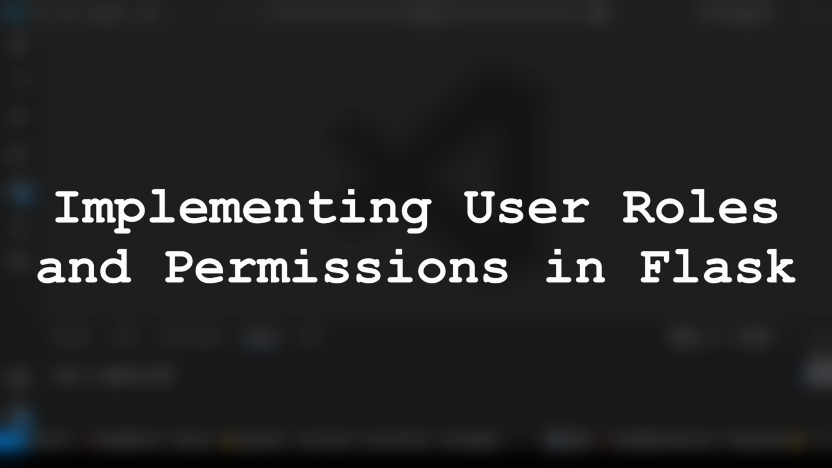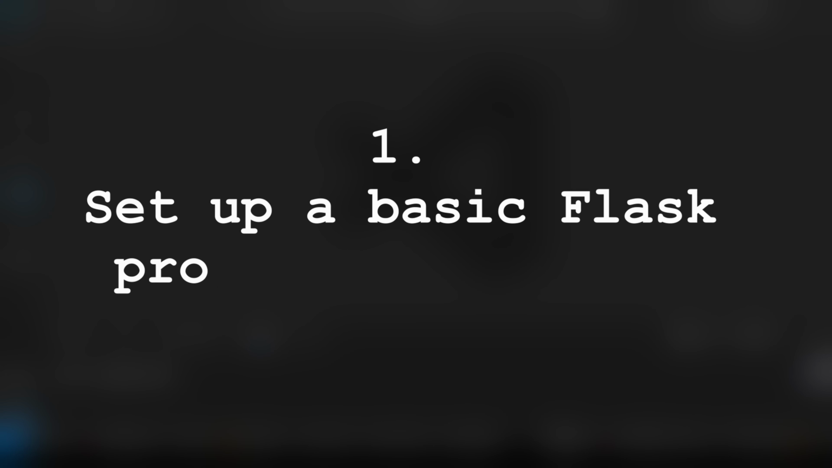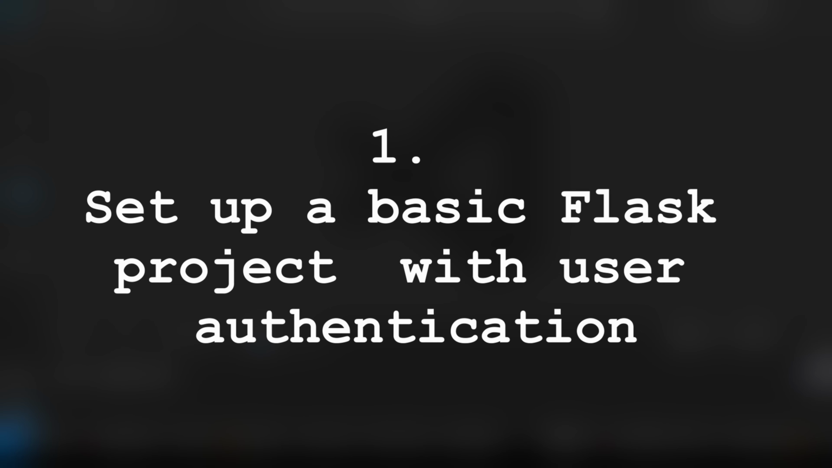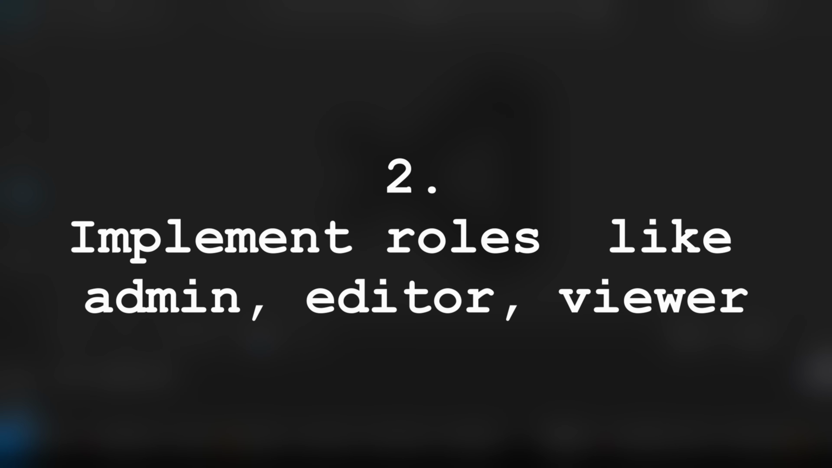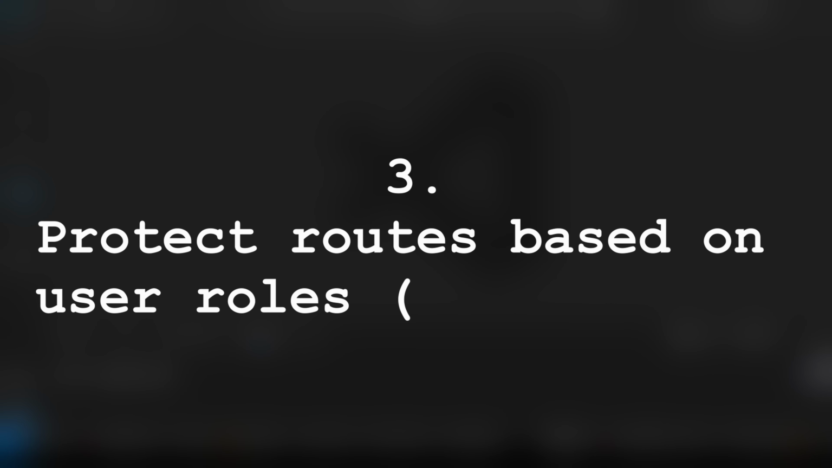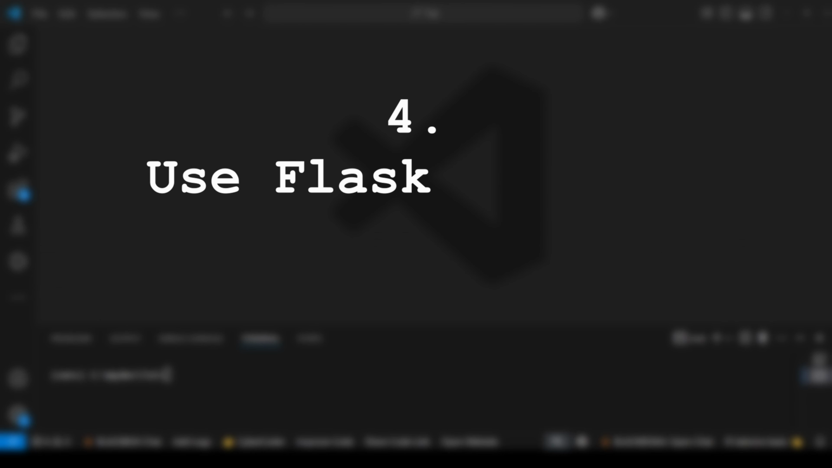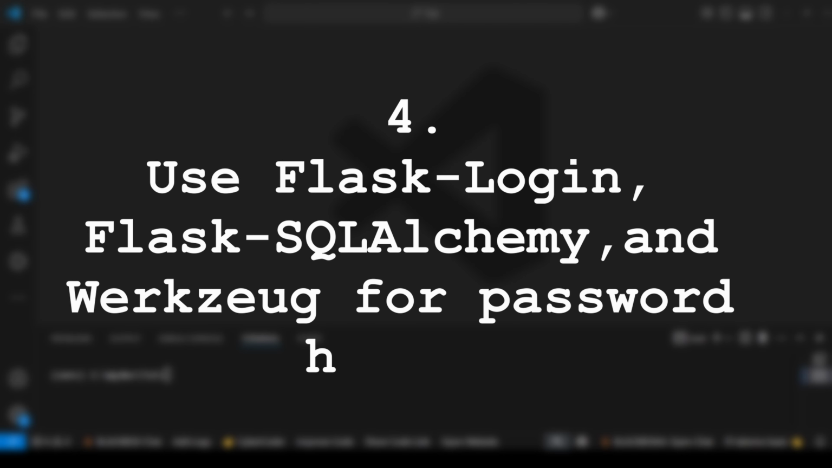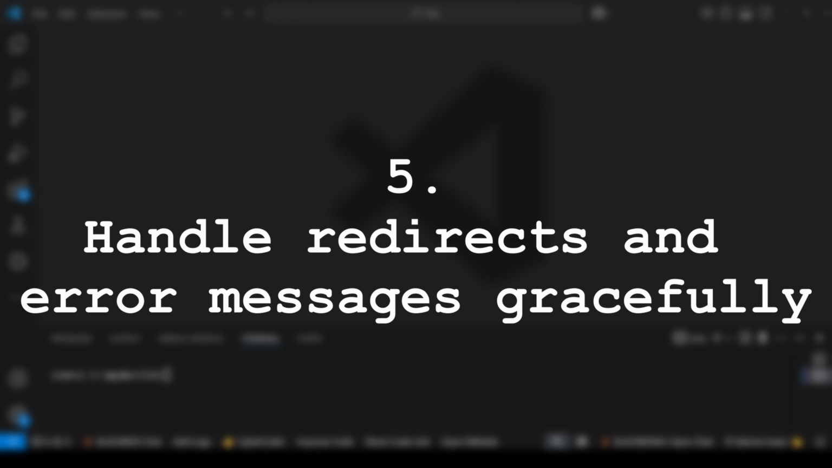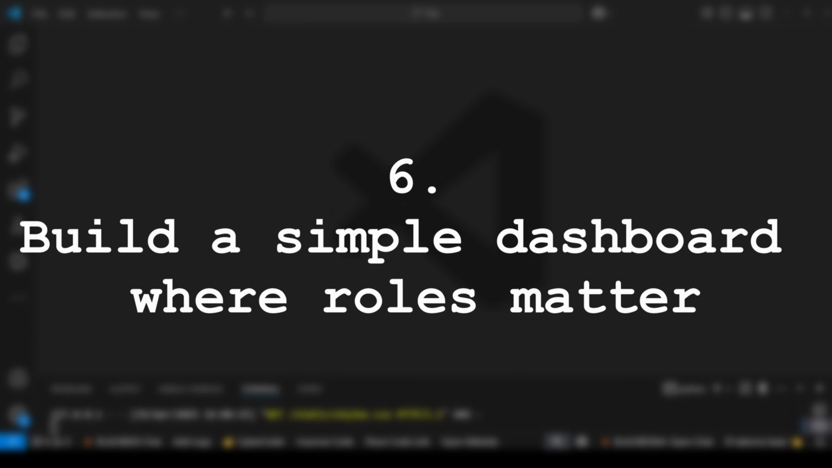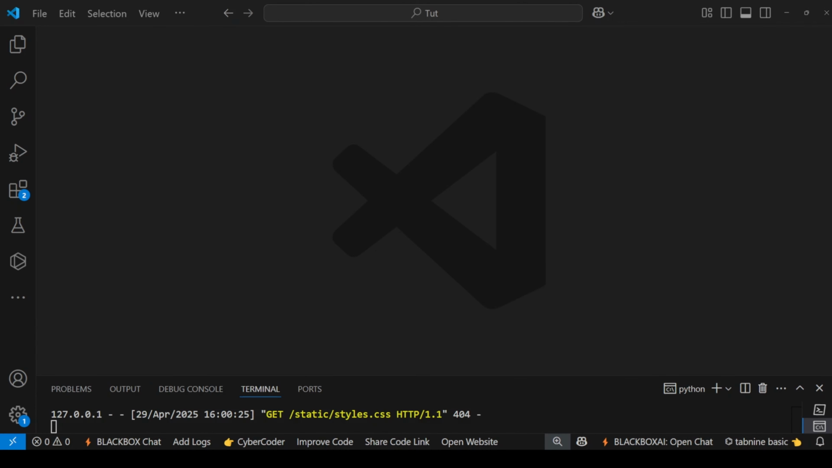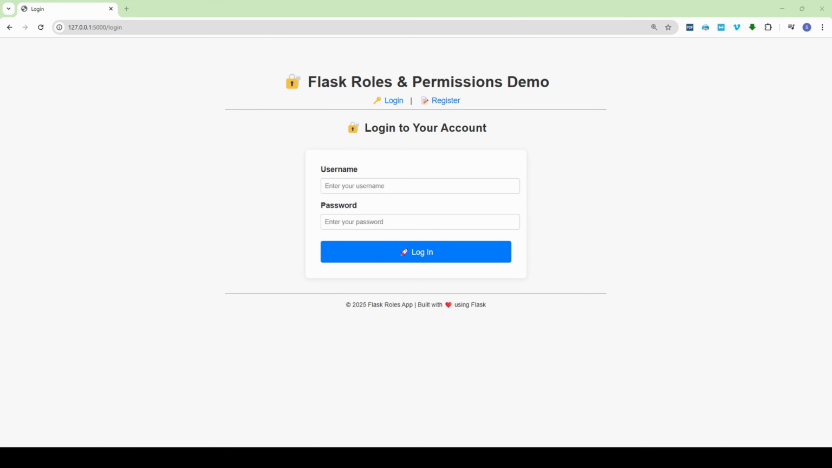In this tutorial, we'll walk through how to set up a basic Flask project with user authentication. Implement roles like admin, editor, and viewer. Protect routes based on user roles. Use Flask-Login, Flask-SQLAlchemy, and Werkzeug for password hashing. Handle redirects and error messages gracefully. Build a simple dashboard where roles matter. At the end of this, you will have a working mini Flask app with full user control, ready to plug into any real-world project.